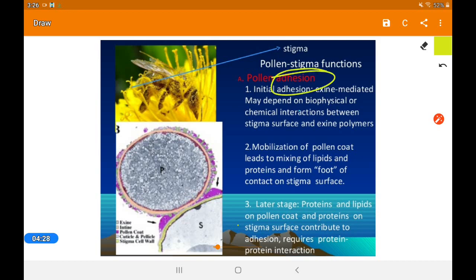Okay, pollen adhesion. It means the pollen sticks over the stigmatic surface. You can see here the pollen grain, and the chemicals, the protein, lipid, the pollen coat, and the protein on the stigmatic surface contribute to the adhesion. It requires protein interaction. In this way they can survive for a long time. In some cereals, such as rice and wheat, the pollen grain loses its viability within 30 minutes, but in some other cases it stays for a month. So in this way adhesion takes place.